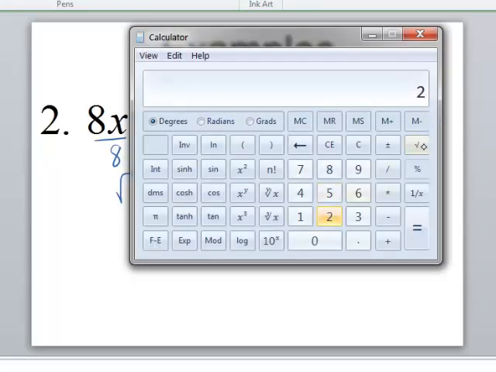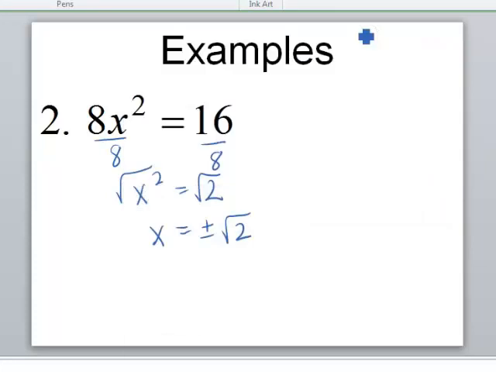I'd hit 2 and then the square root. That will give me the decimal. To the nearest hundredth, it would be 1.41. So I could write this also as x equals plus or minus 1.41.